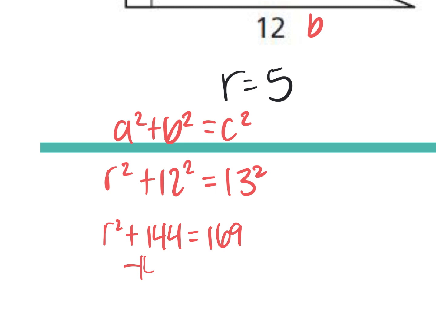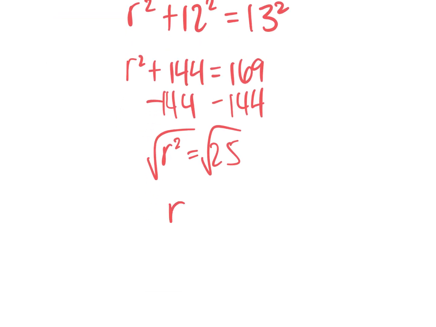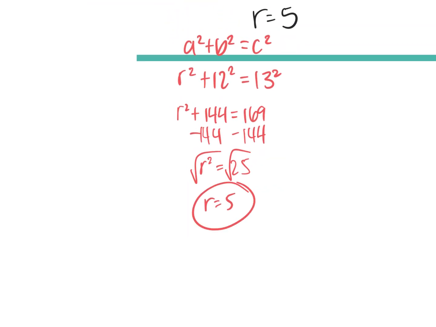And I got R squared equals 25. R squared equals 25. Yep. Take the square root. I made it R equals 5. Guys, give it up for Kristen. Beautiful. Very nicely done.